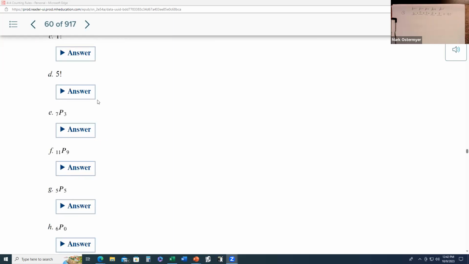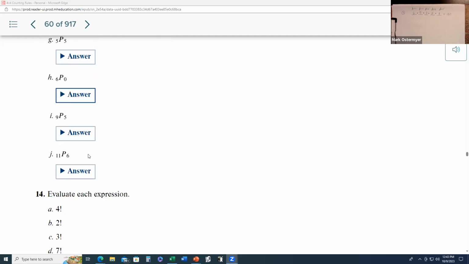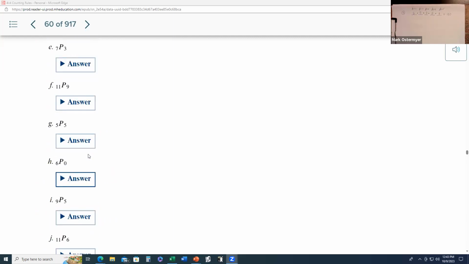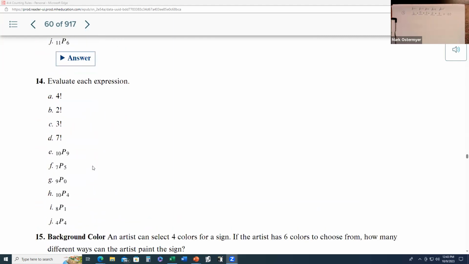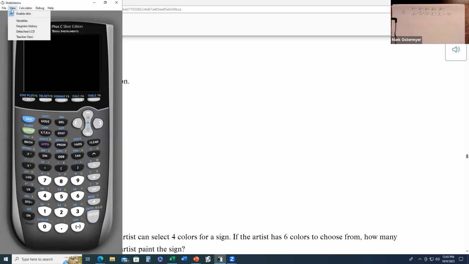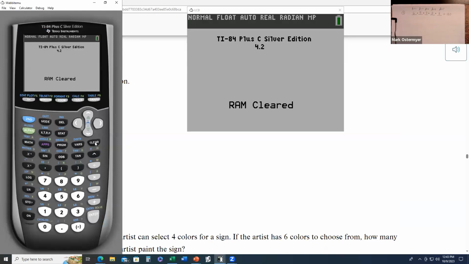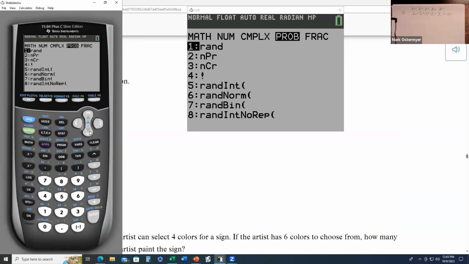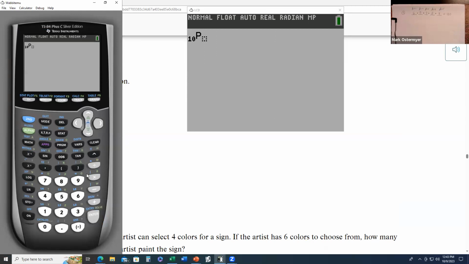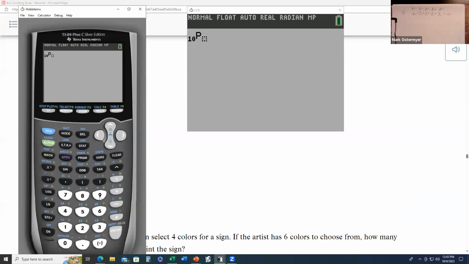Now, these problems down in here are going to give us a little bit of a workout with permutation notation and combination notation. And again, we could try a couple of these, like 14E here, 10 permuted 9 ways. And hit our math button, go over to probability. We go down and get the nPr function. So 10 permuted 9 ways would give you a large number, 3,628,800.